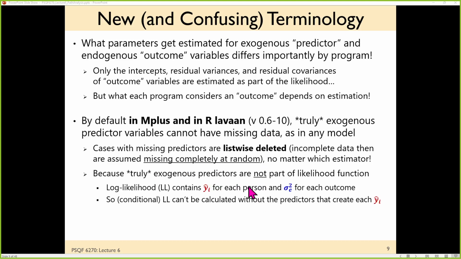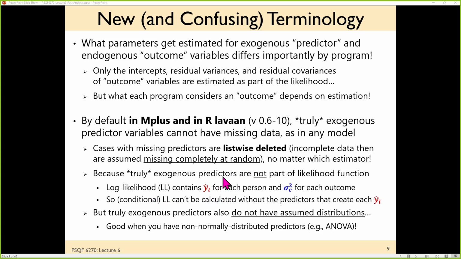The reason for that is that you can't compute the predicted outcome for each person without knowing what their predictors are. So this is a conditional log likelihood for each outcome. It's conditional on the predictors. And so we can't work with cases that don't have all of the information that go into the likelihood calculation.